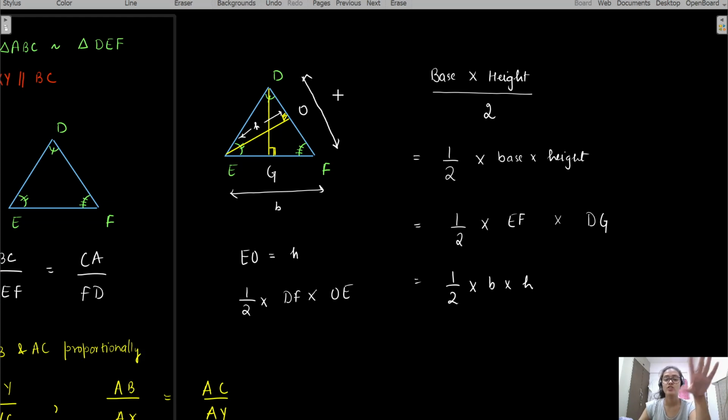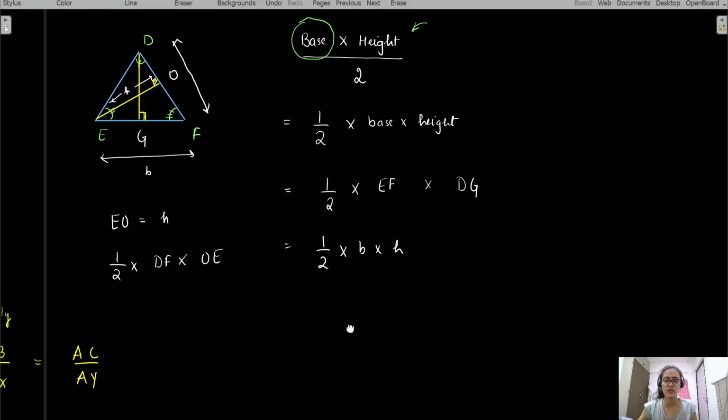Okay, so it does not matter which side you're considering. Just remember that the height should be the perpendicular drawn from the vertex opposite to that side. So this base can be any side of the triangle, and the height has to be the perpendicular drawn from the opposite vertex to the base. So that's about area of a triangle.